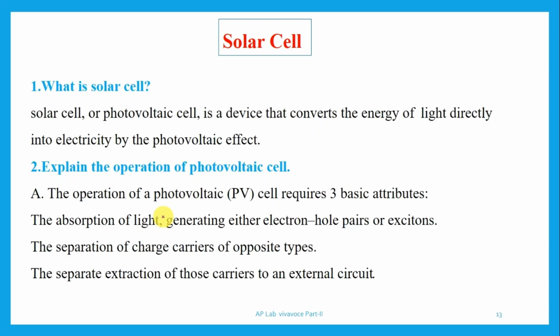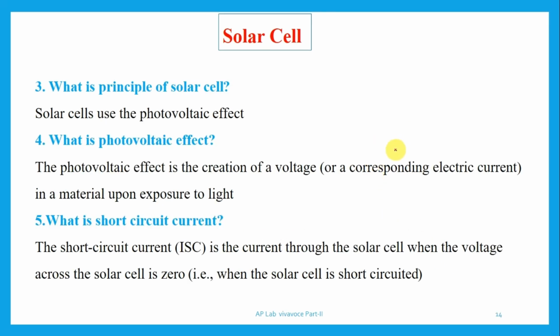So we will see what general questions we can expect from the solar cell. First question: what is a solar cell or photovoltaic cell? It is a device that converts energy of light directly into electricity by the photovoltaic effect. How does this photovoltaic cell work? It absorbs the light, then generates electron hole pairs, then the separation of charge carriers takes place, and that leads to the formation of current. Current is nothing but the flow of electrons.